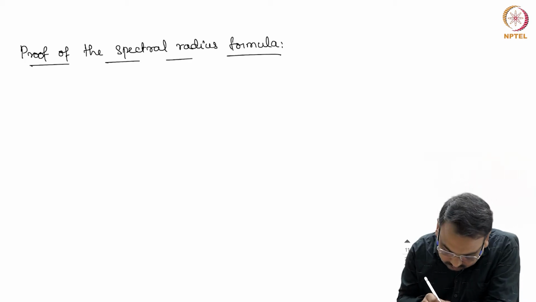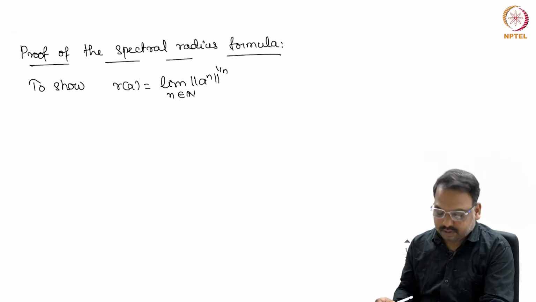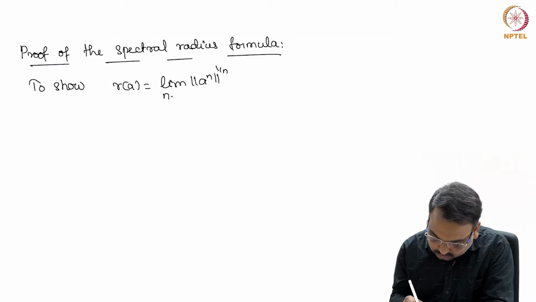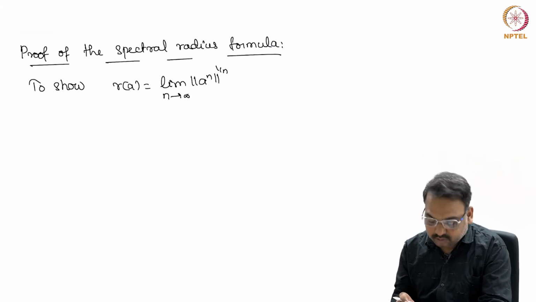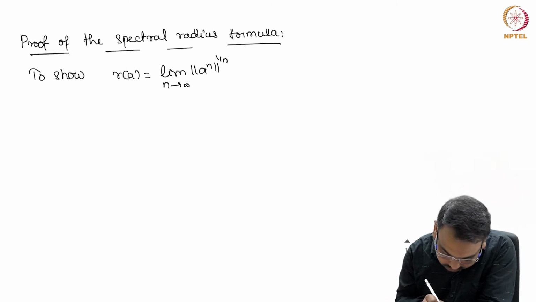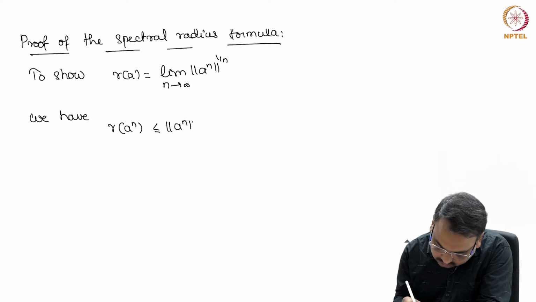So we want to show that the spectral radius of A is the limit of norm of A power n whole power 1 by n, that is also equal to the infimum of norm of A power n whole power 1 by n. Okay. So we have that the spectral radius of any element A power n is less than or equal to the norm of the element.